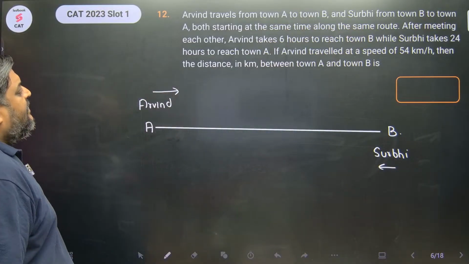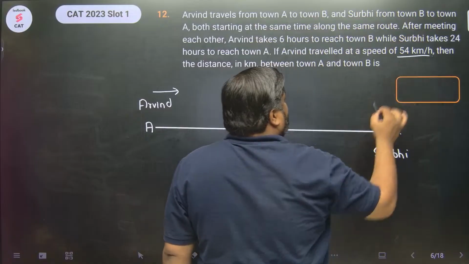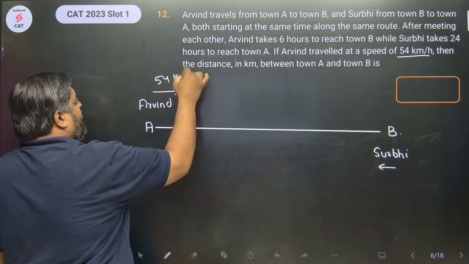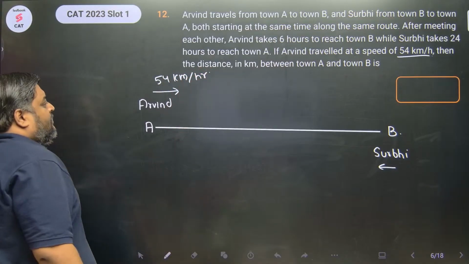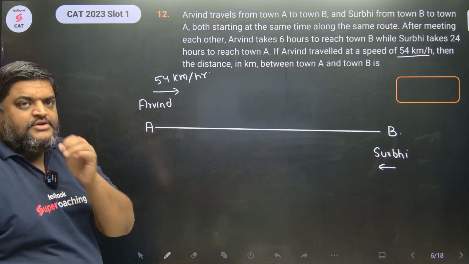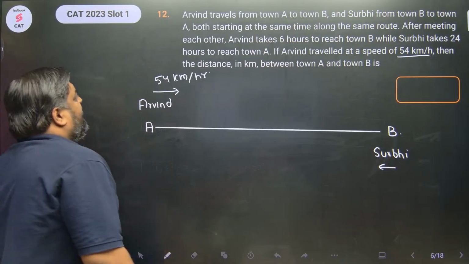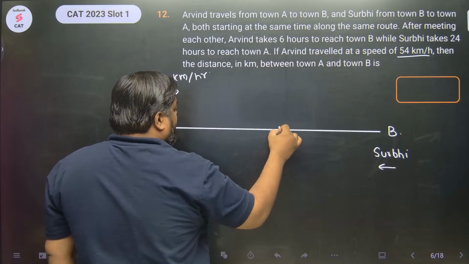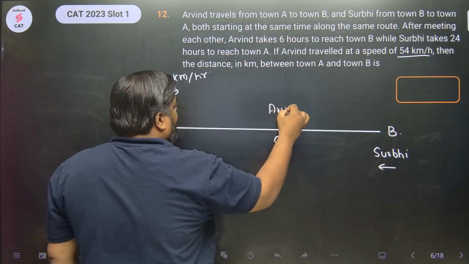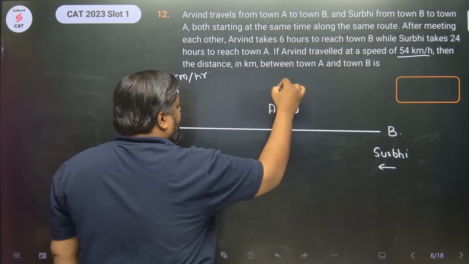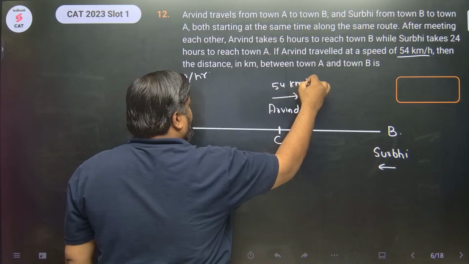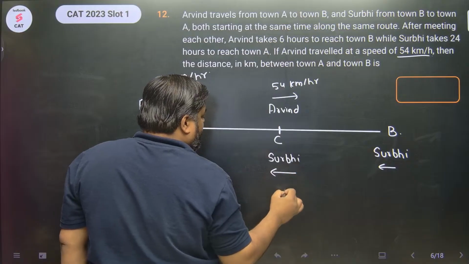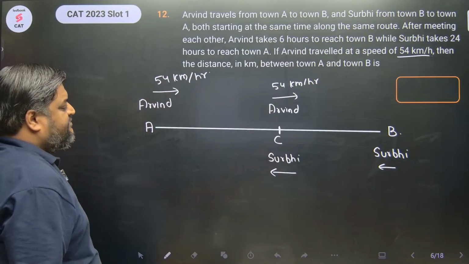Okay. Arvind का speed given है. Arvind is traveling at the speed of 54 km per hour. Surbhi ka speed is not given. After meeting each other, there would be some point here. Let's say point C, where Arvind and Surbhi meet. Arvind going towards B at the speed of 54 km per hour meets Surbhi, moving towards A with some speed.